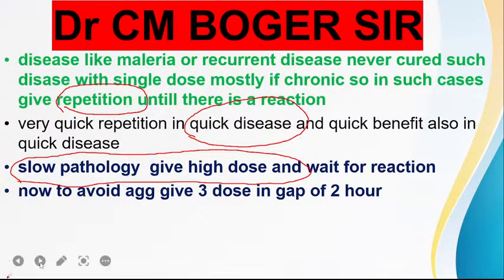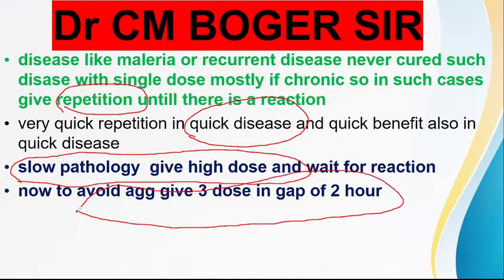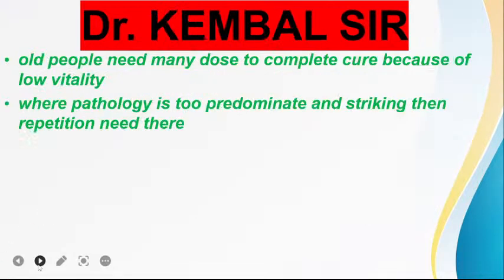Now to avoid aggravation, like many patients given 10M complain of aggravation. So to avoid aggravation, we talked in our previous session that many doctors have advised giving 3 doses at a gap of 2 hours, which mostly reduces the chance of aggravation. So these were the ideas of Dr. Boger sir. Now we will talk about the idea of a different doctor, Dr. Campbell sir. Every doctor has some different idea, some different opinion.